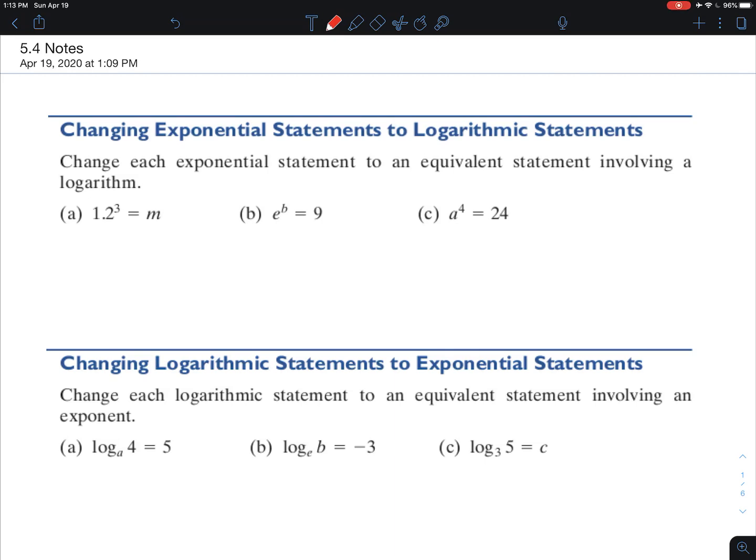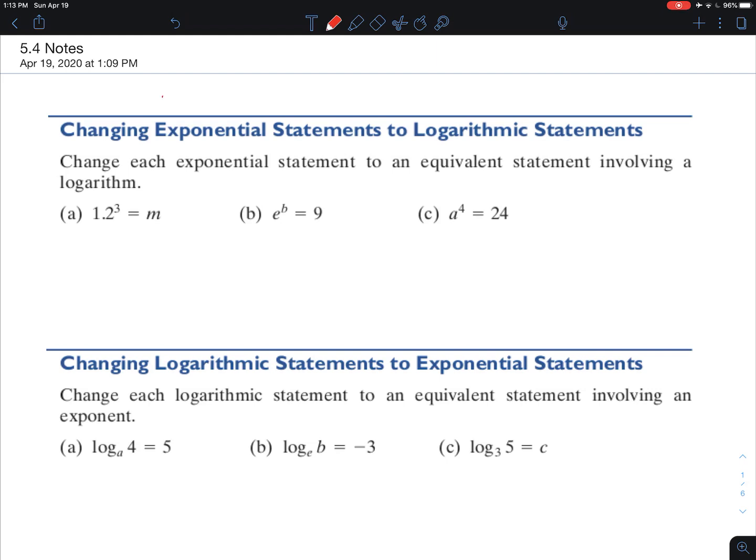Hey guys, if you remember from before break, we were discussing exponents, properties of exponents, exponential equations, and graphs of exponential growth and exponential decay. What we're going to do next is connect those to logarithms. And the point of a logarithm is for us to be able to solve for an exponent.